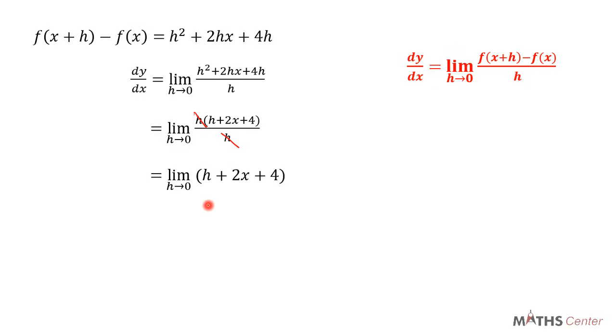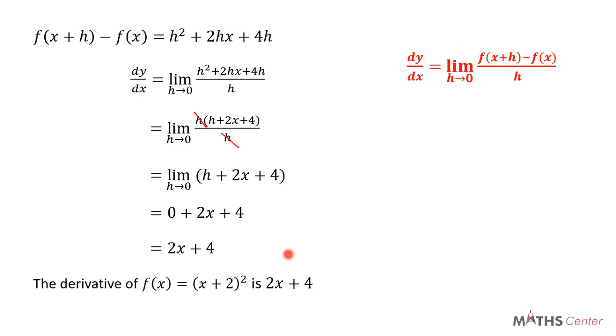and so we have the limit as h approaches 0, h plus 2x plus 4. In the lesson on limits, we learned that to find the limit of this function as h approaches 0, we will substitute h is equal to 0 into it. So where we see h, we replace it with 0. When we do that, we have 0 plus 2x plus 4. And this gives us 2x plus 4.